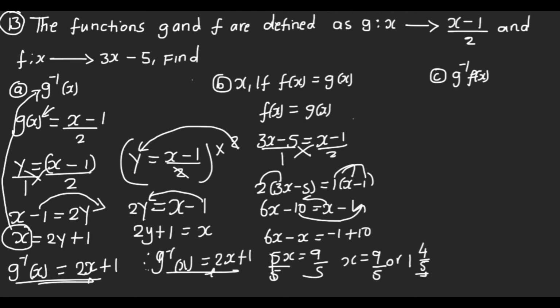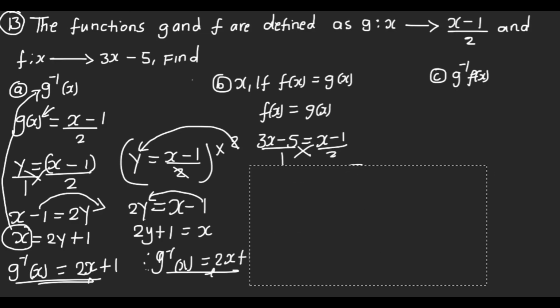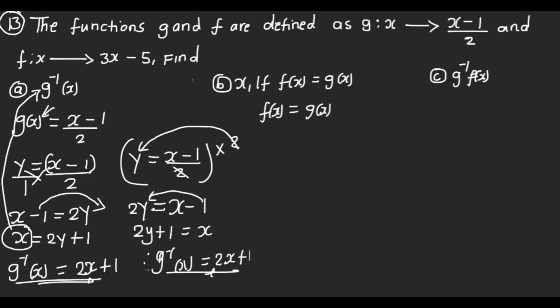Then we can also simplify it like the way we did with the previous example, if we don't want to cross multiply. We know for f of x, 3x minus 5 is equal to x minus 1 over 2. So we can now multiply by the 2.